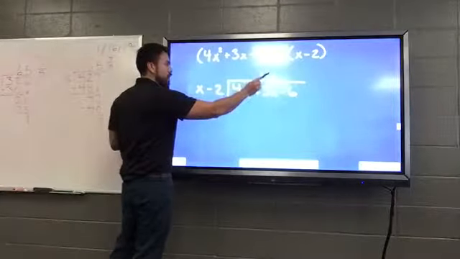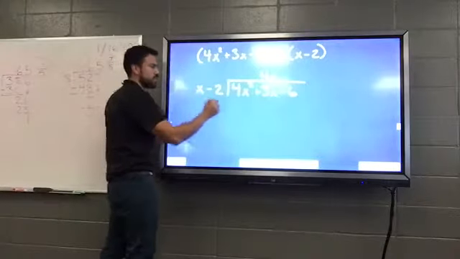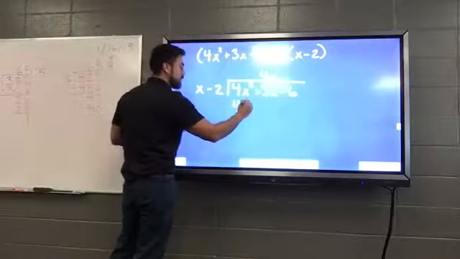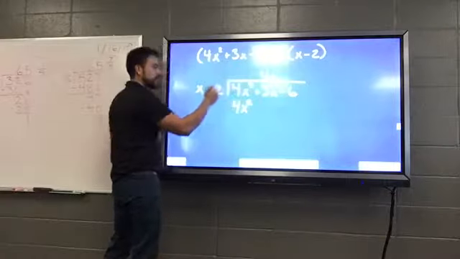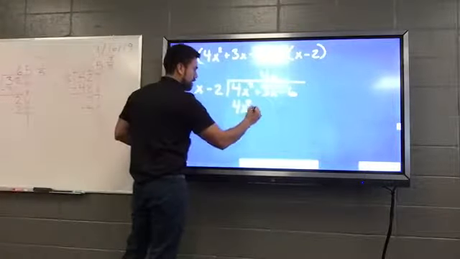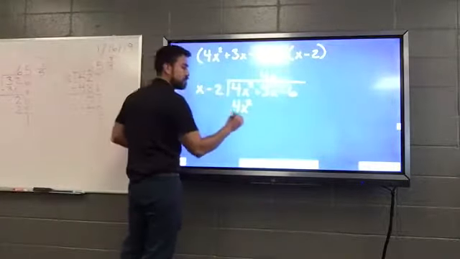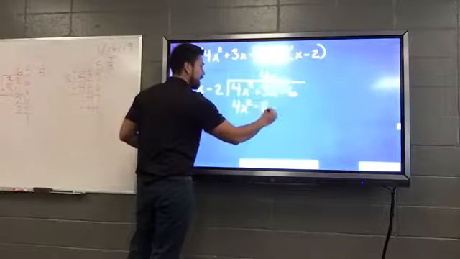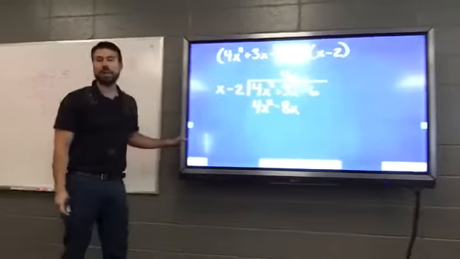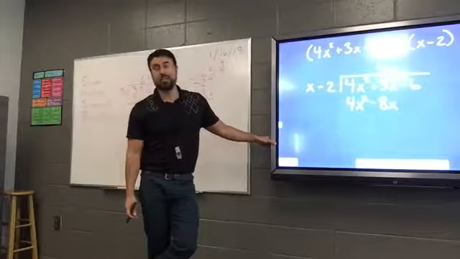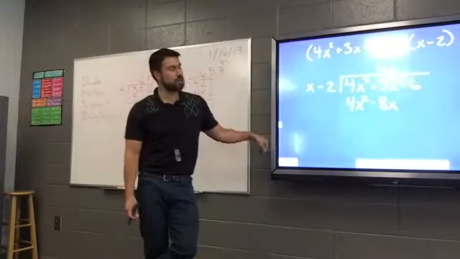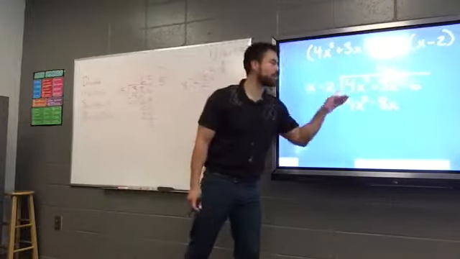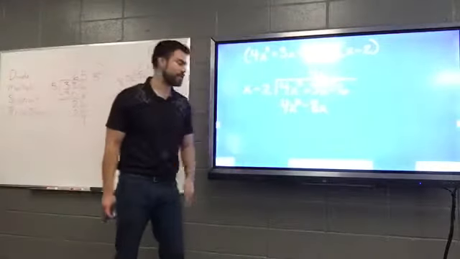Second step, multiply. What's 4x times x? 4x to the second. Good. What's 4x times negative 2? Negative 8x. Signs matter? Yes, a lot. The problem might look like it's working out, but you get the wrong answer because the sign was off.